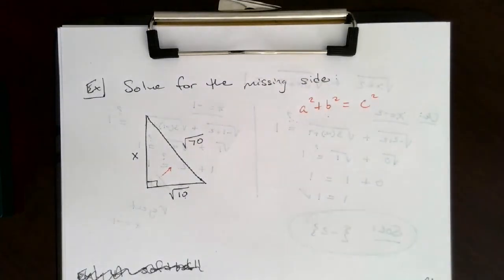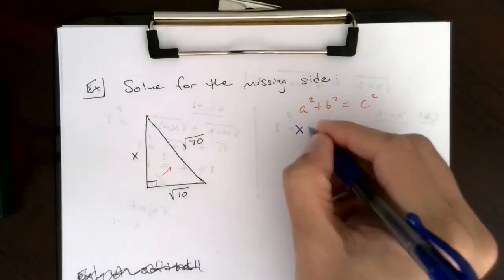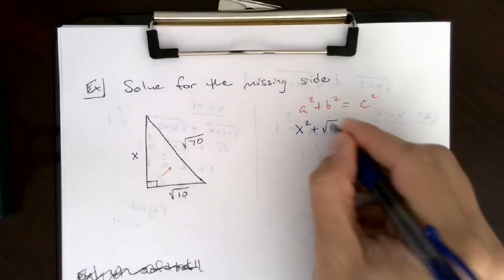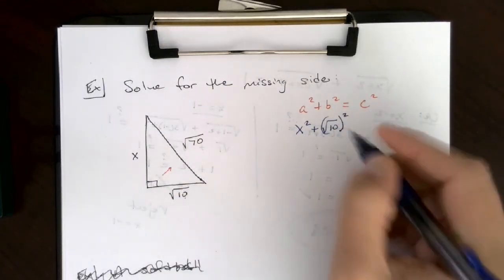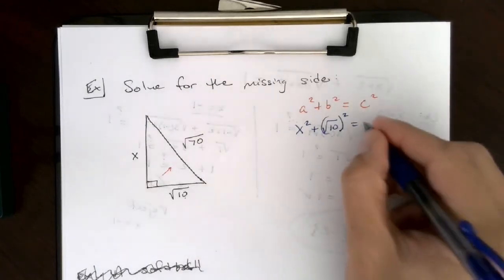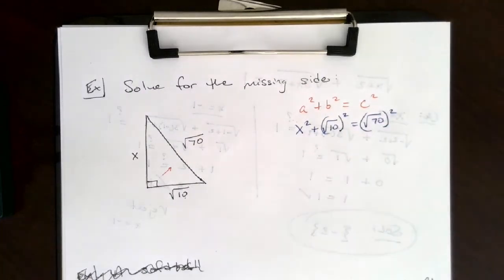So let's substitute in. So a squared, I'll say a is the side x. So we'll say x squared plus b squared. So that's the other leg. So square root of 10, squared, right? Because you're replacing b with square root of 10, equals c squared. Well, what's c? C is the square root of 70, and remember, that's squared. Now the goal here is to solve for x.